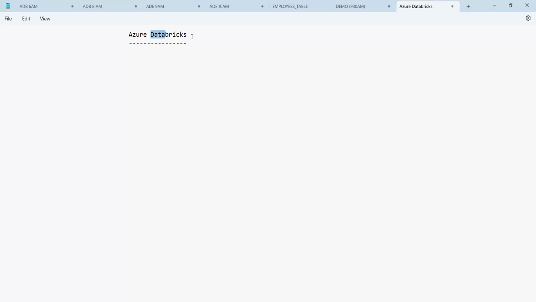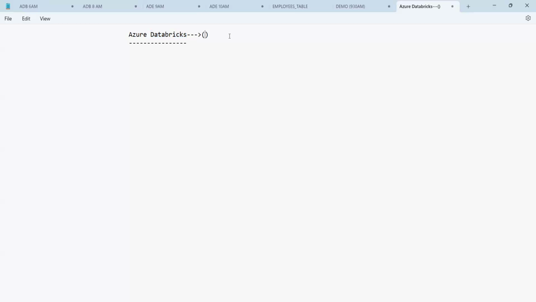And when we talk about Databricks, Databricks can be used either with Azure or with any other cloud provider, such as Amazon, or GCP, Google Cloud Platform. Now I'm using Databricks on Azure, so hence we call it Azure Databricks. This is a cloud service, guys.